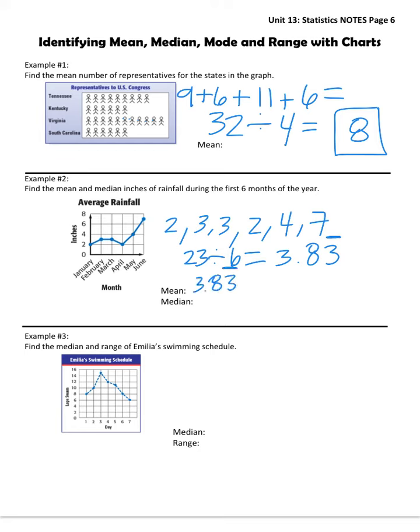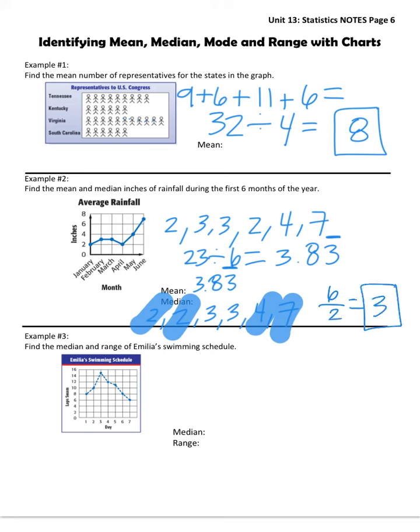To find the median, put them in order from least to greatest. So 2, 2, 3, 3, 4, 7. And we'll cross out until we get to the middle. So because we have 2, we add those up. That gives me 6, then divide it by 2, and your median would be 3.